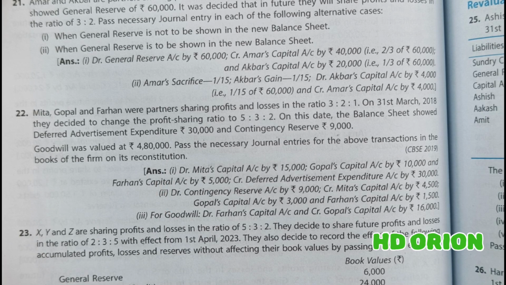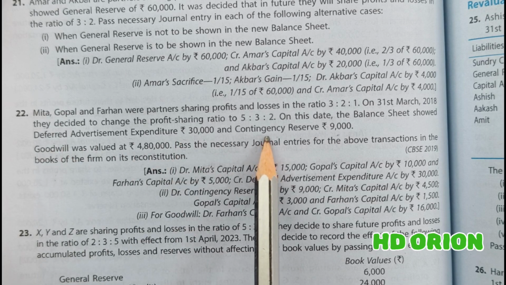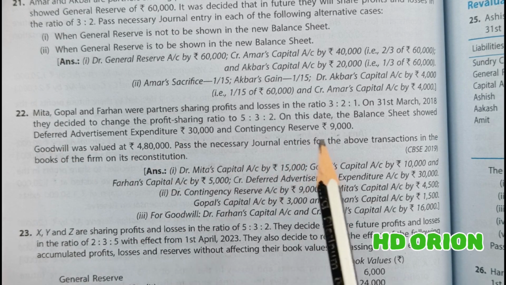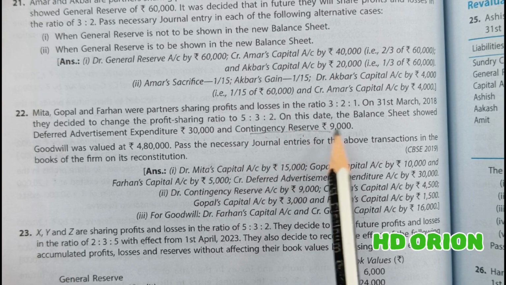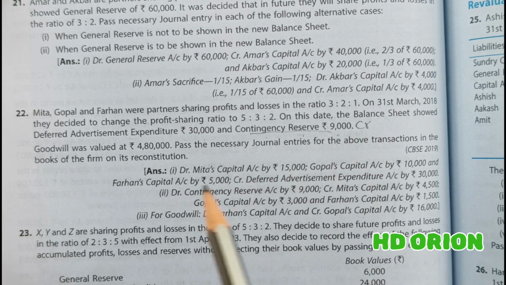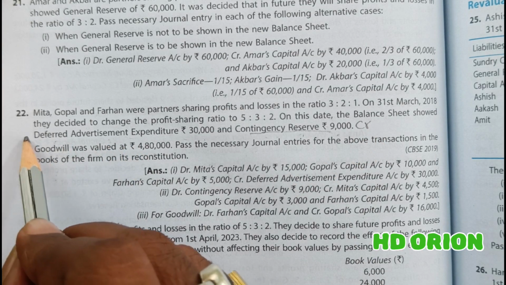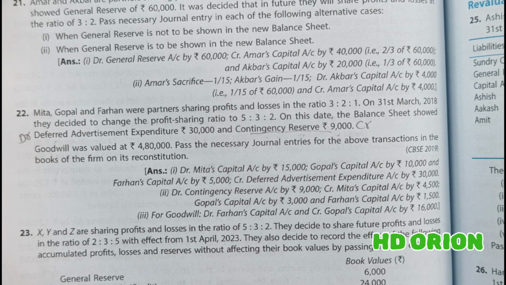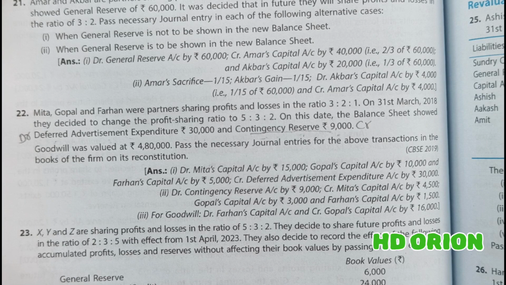So the firm is getting reconstituted due to change in profit sharing ratio. And in the balance sheet, there is deferred revenue expenditure and at the same time contingency reserve is also there. Any sort of reserve is a credit balance, so it is shown on the liability side. Whereas deferred advertisement expenditure is a debit balance and it is shown on the asset side. So both are reverse in nature. One is credit balance, the other is debit balance.